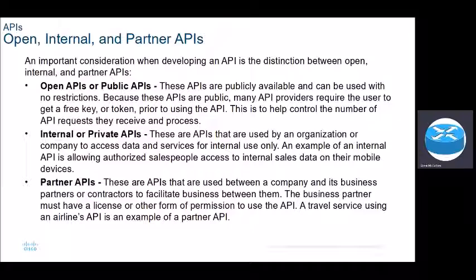Internal or private APIs are used by an organisation or company to access data and services for internal use only within the company. An example of an internal API is allowing authorised salespeople access to internal sales data on their mobile devices. Partner APIs are used between one company and others, be they partners or contractors, to facilitate business between them. The business partner must have a license or other form of permission to use the API. A travel service using an airline's API would be an example of that.